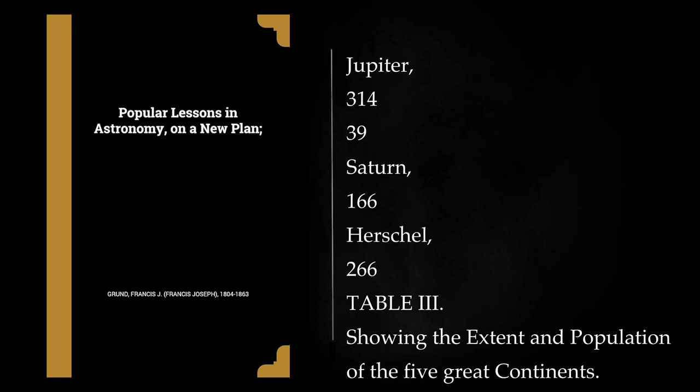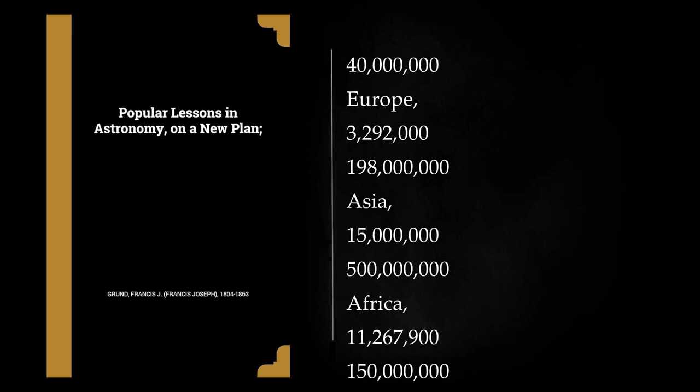266. Table 3. Showing the extent and population of the five great continents. Names of the continents. Extent in square miles. Population. America. 14,868,000. 40 million. Europe. 3,292,000. 198 million. Asia. 15 million. 500 million. Africa. 11,267,900. 150 million. Australia. 3,823,200. 1,500,000. The United States. 1,781,926. 13 million.